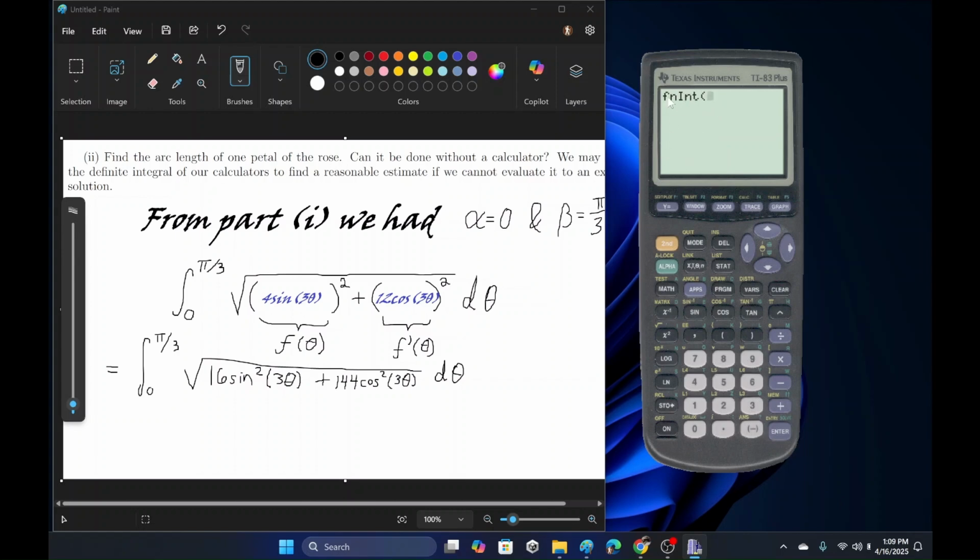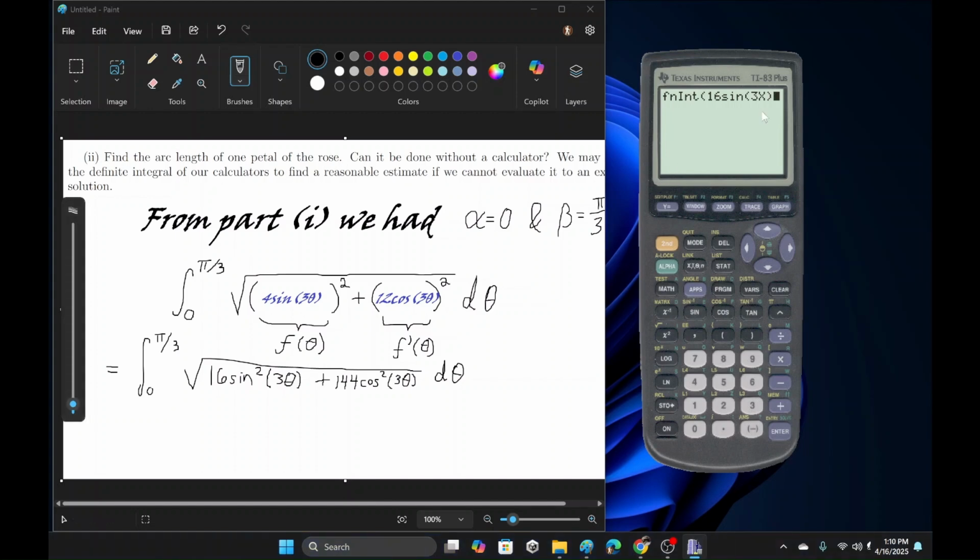Now, on my screen, it just says fn int. If you have a more modern version of a calculator, it might show that little squiggly line instead. Either way, we're going to now type in our function. So 16 sine squared 3 theta. So sine 3, and then instead of theta, I'm going to use x just out of convenience. If I were in polar mode, it would show theta when I press this button, but ultimately it doesn't matter what we call the variable, so I'll just use x in place of theta.